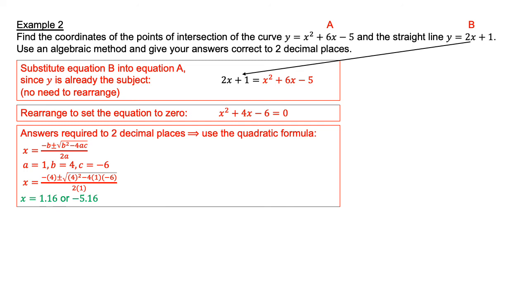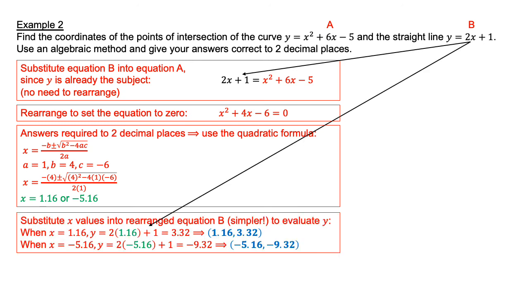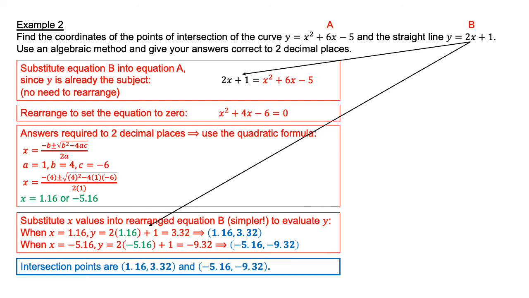So here it is. So there's the quadratic formula. I know that a is 1, b is 4 and c is minus 6, looking at our quadratic equation. And then by substituting into the formula, we get the 2 values for x being 1.16 or minus 5.16. And again, I substitute these 2 values into the simpler equation, which is equation B, to give us the corresponding y coordinates for our 2 x coordinates. So I substitute those values in and work them out. And in this case, we work out that the two coordinates are the following. So there they are to 2 decimal places.